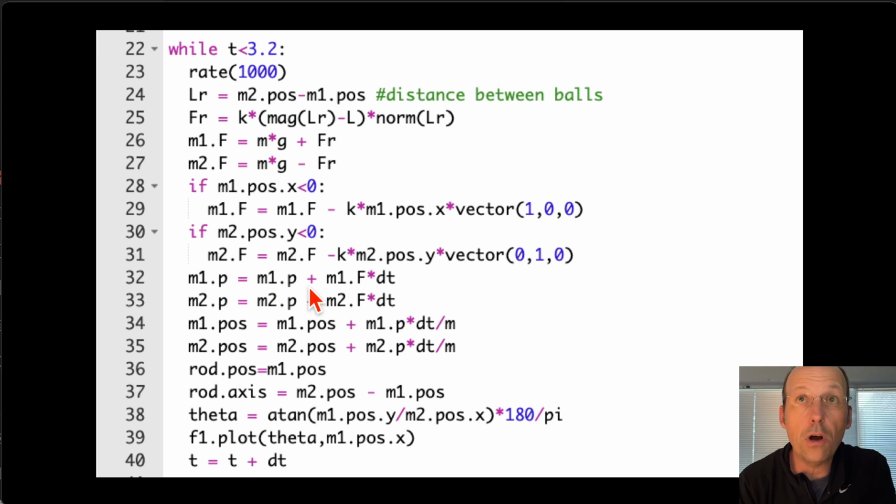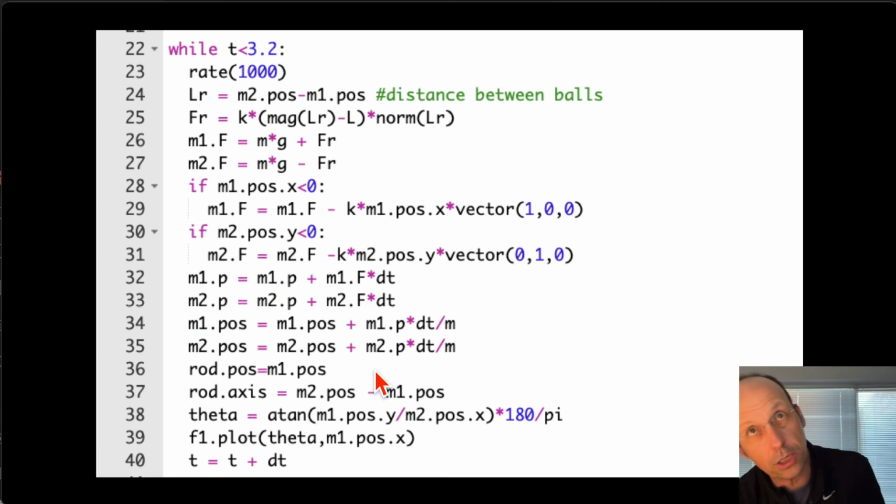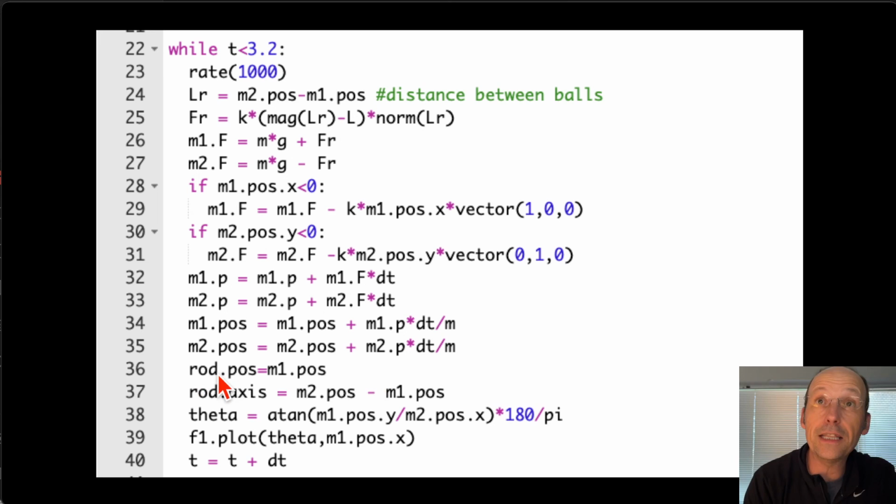This line 32 updates the momentum of mass 1, updates the momentum of mass 2, updates the position of mass 1, updates the position of mass 2, updates the position of the spring connecting them because you want it to look cool, updates the axis, and then I did calculate theta, so that I can plot position as a function of theta. Okay. What does it look like? Here we go. Is it moving?